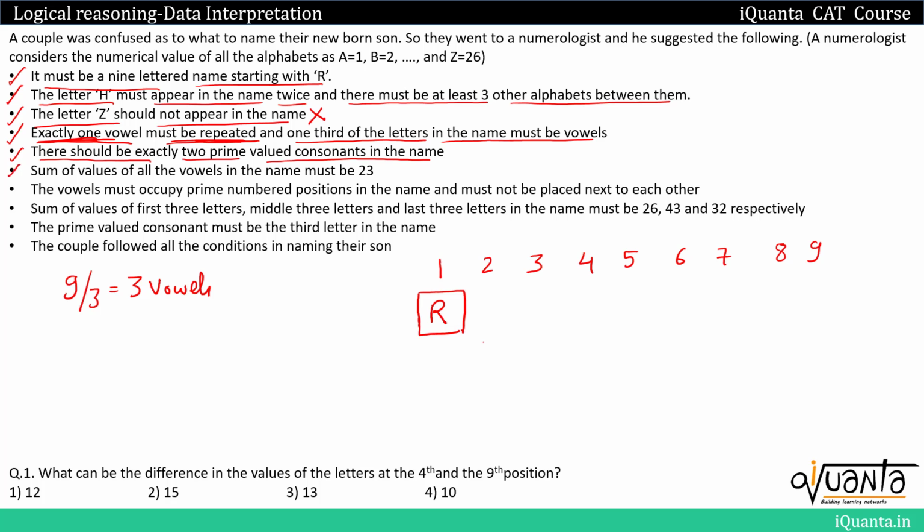So we'll be reading the next clue. The sum of values of all the vowels in the name must be 23. So now we know that the sum of values of all these vowels will be 23. So let me write down all the vowels.